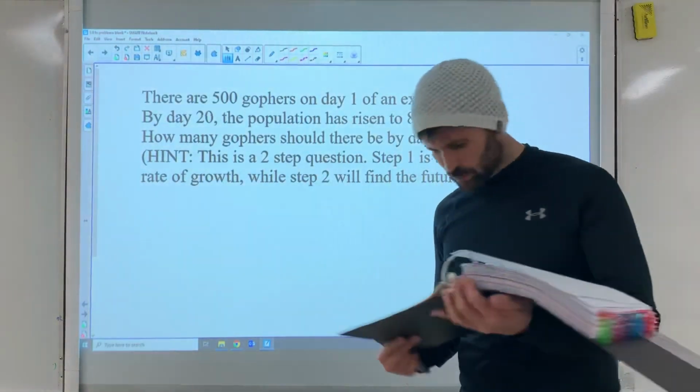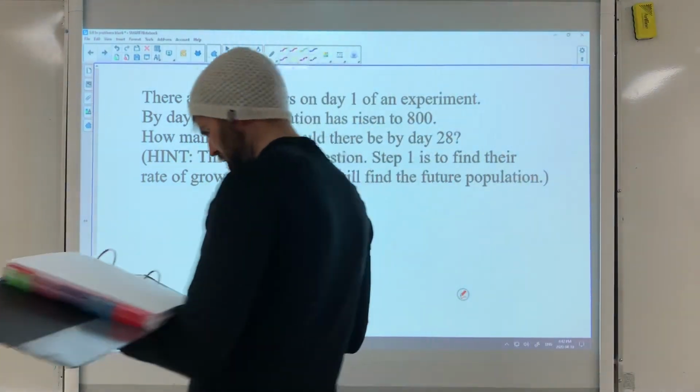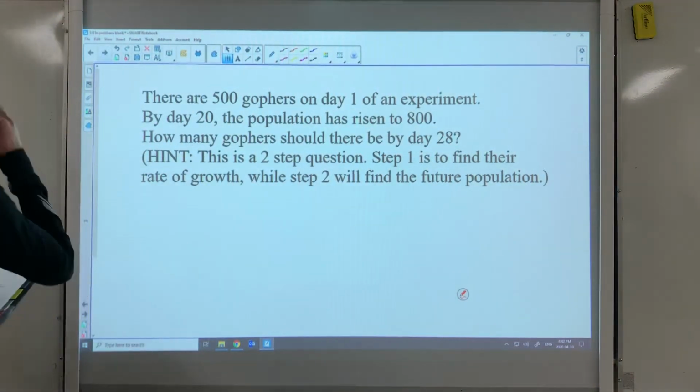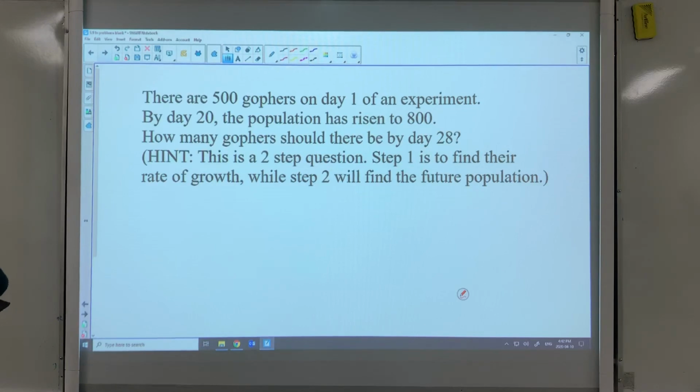All right, there's one last question here with gophers. I don't know if we need to do this one. What are they asking here? There's 500 gophers on day 1 of an experiment. By day 20, the population has risen to 800. How many gophers should there be by day 28? Okay, maybe we will do this one.